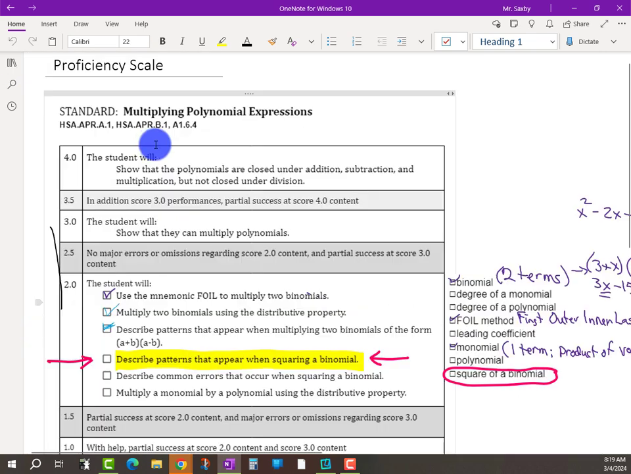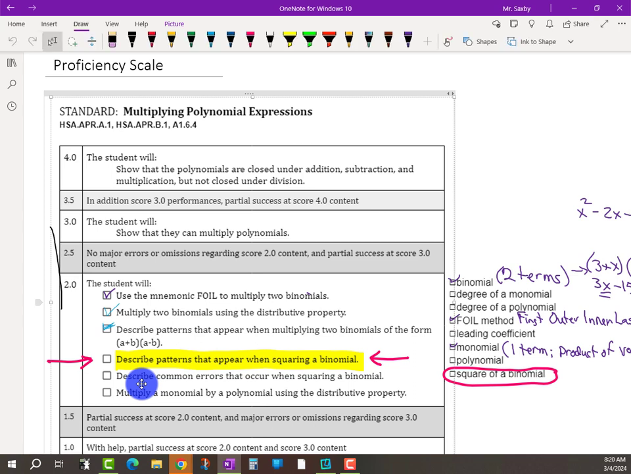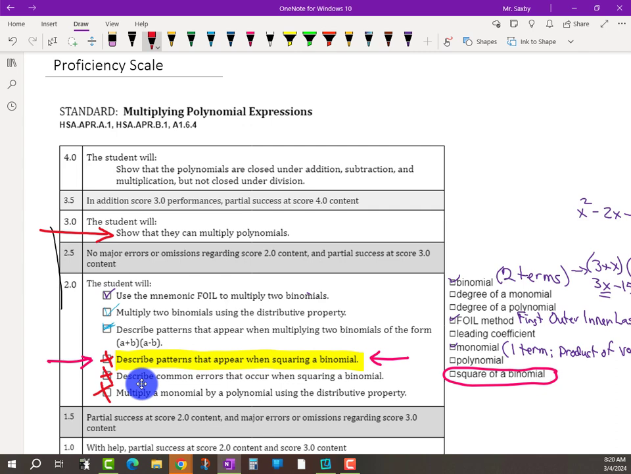Here's our standard that we're working towards, and today we're down here at the bottom. Multiply a monomial by a polynomial using the distributive property. We've already done the two above there. And once we're done with that, we're going to go up here and learn how to multiply polynomials, and we will be done with this section.